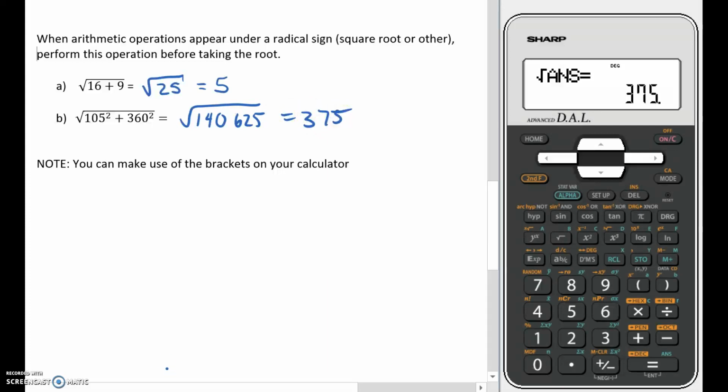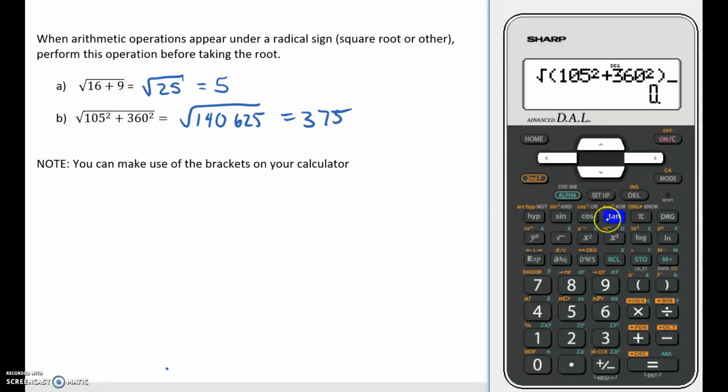It is possible to enter it in one step in your calculator. It's important to make use of the left and right bracket to show what terms are underneath the radical sign.